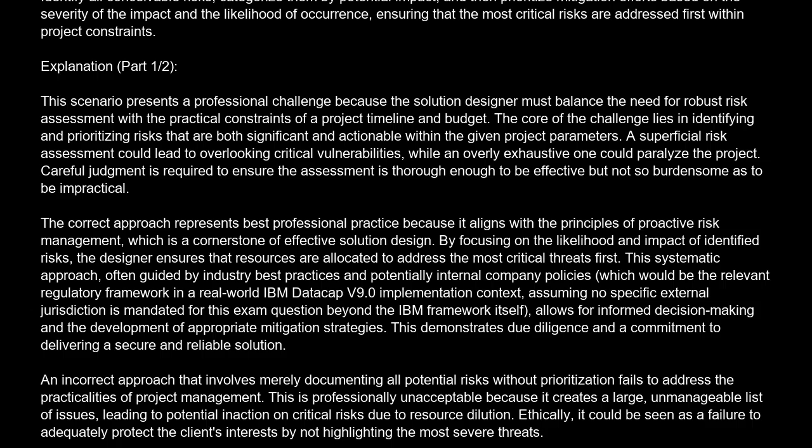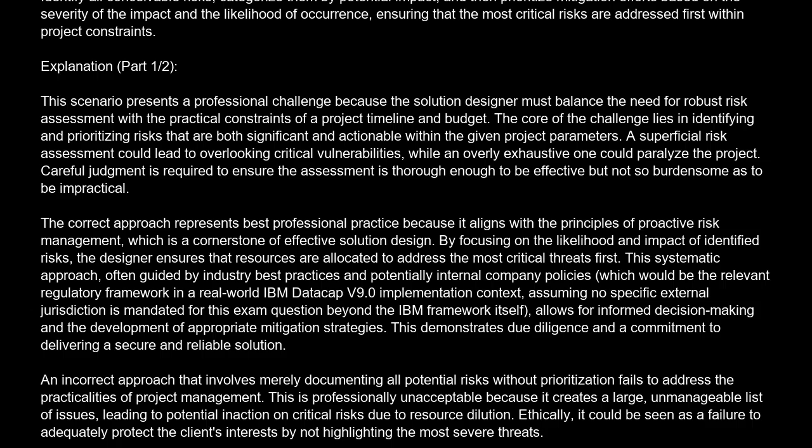Explanation. This scenario presents a professional challenge because the solution designer must balance the need for robust risk assessment with the practical constraints of a project timeline and budget. The core of the challenge lies in identifying and prioritizing risks that are both significant and actionable within the given project parameters.